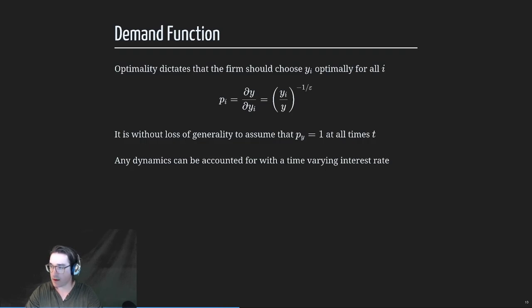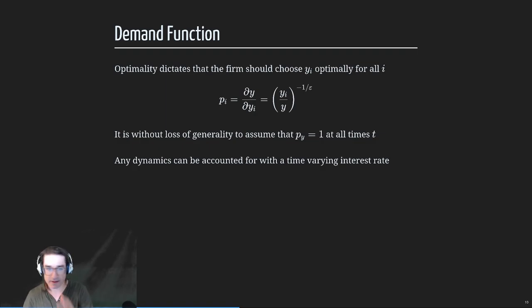Last time when we did that optimization, we found this. It's phrased in terms of an inverse demand function. Whether you map from P to Y or Y to P doesn't particularly matter. It's a one-to-one mapping.